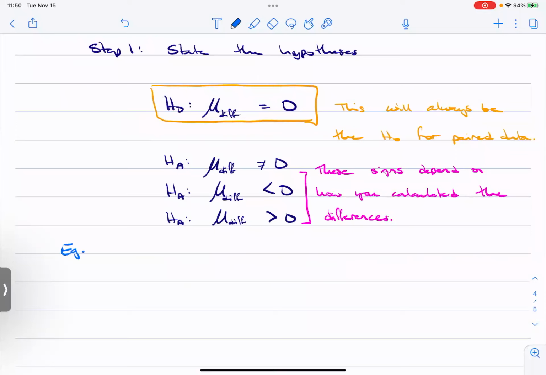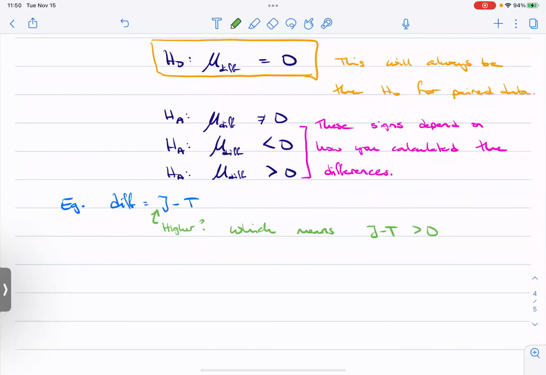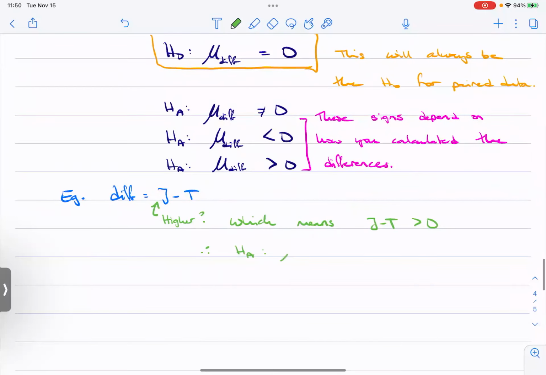For example, say the difference is going to be Jocko's minus the trusted. And I always find it's helpful to just jot it down and look at it. We want to know if this is higher, which means that Jocko's minus trusted would be greater than 0. So then my alternative hypothesis is that mu diff is greater than 0.